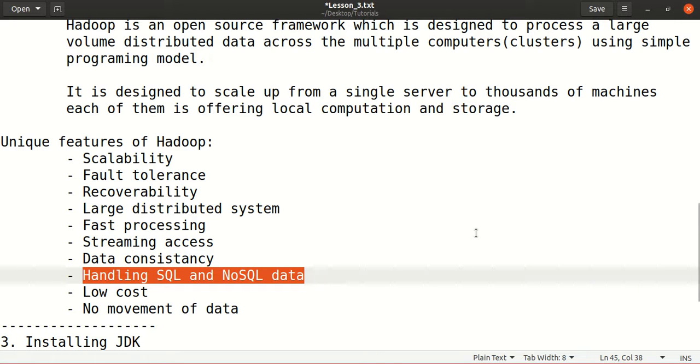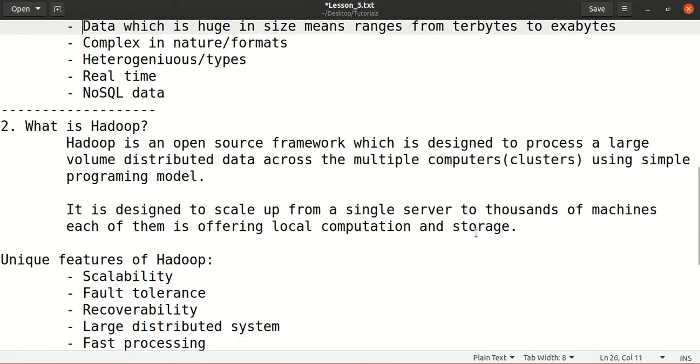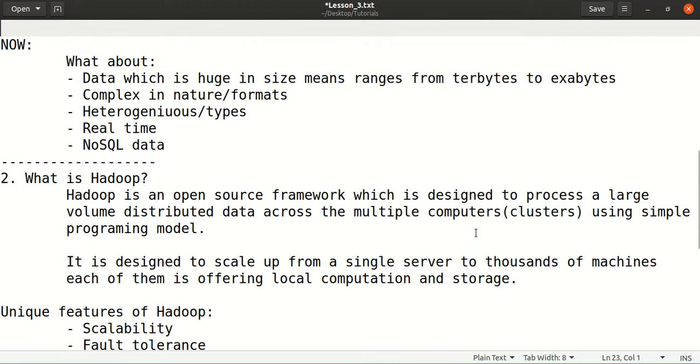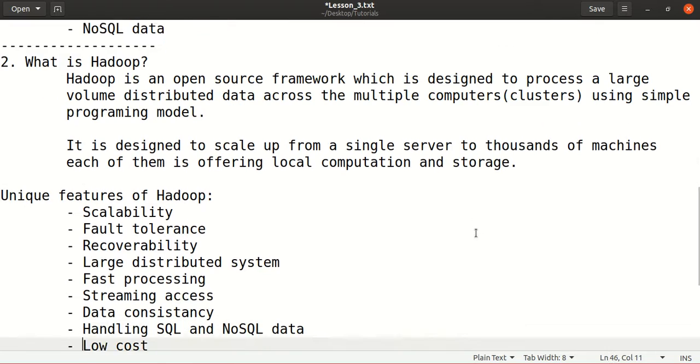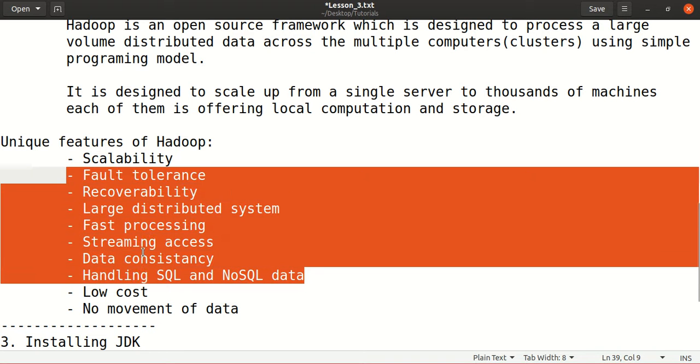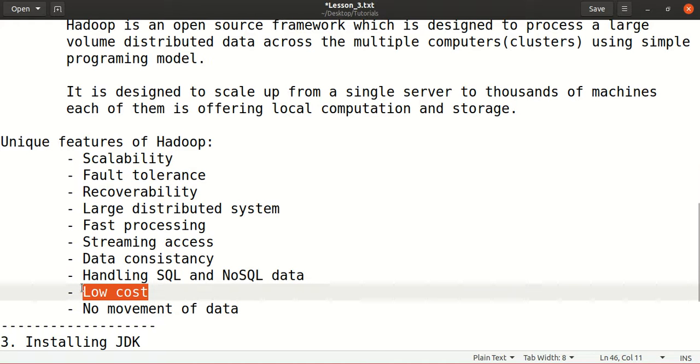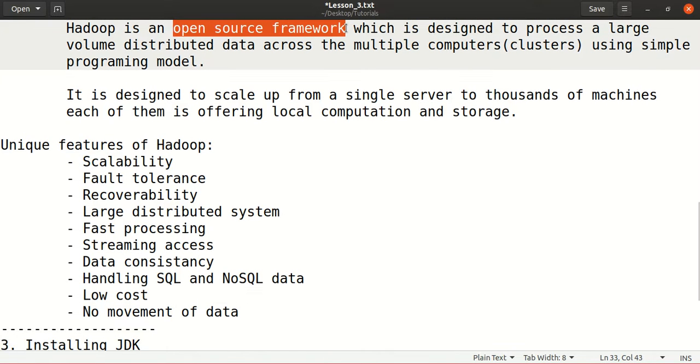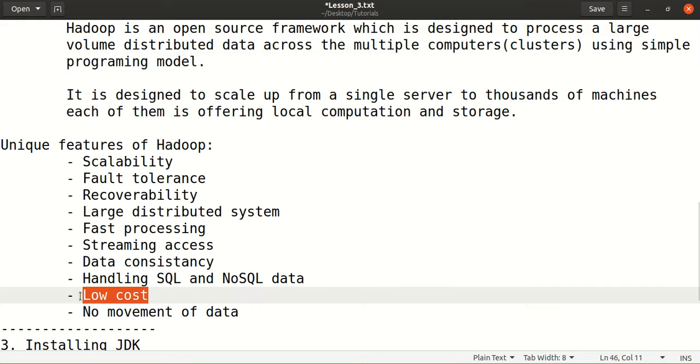But here, a normal distributed file system, the data will be in the form of structured data based on primitive data types: integers, float, character, like that. But here it is handling both SQL data, structured query language, and NoSQL data. It is supporting and handling both types of data. Another one, it is low cost. Yes, definitely I told you it is low cost because it is an open source framework, and here we have multiple computers, so it is open source and free of cost.